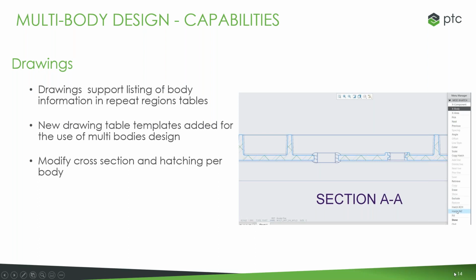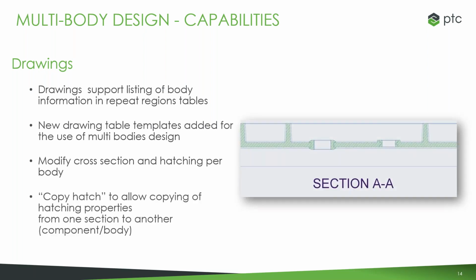So maybe you want to modify the cross section and hatching for each body. You can do that now because they're separate bodies, so you could just apply it to the whole body. You could copy the hatch to allow copying of hatching properties from one section to another. If you want all of the bodies with this material to have a certain hatching, or bodies with whatever it might be.